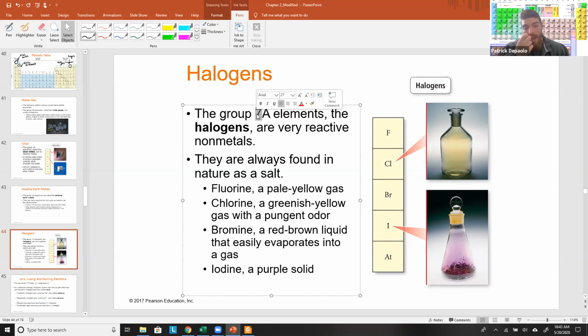They will react with anything to get that final valence electron, so they'll have a noble gas electron configuration, which is the goal of a lot of these elements, to have 8 valence electrons when they react. But we'll talk about this in another class.